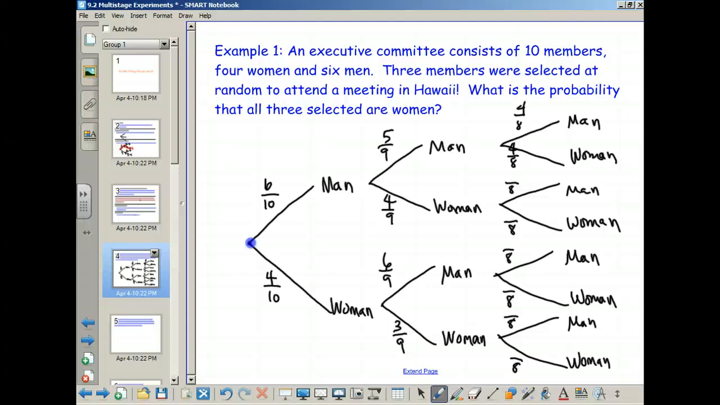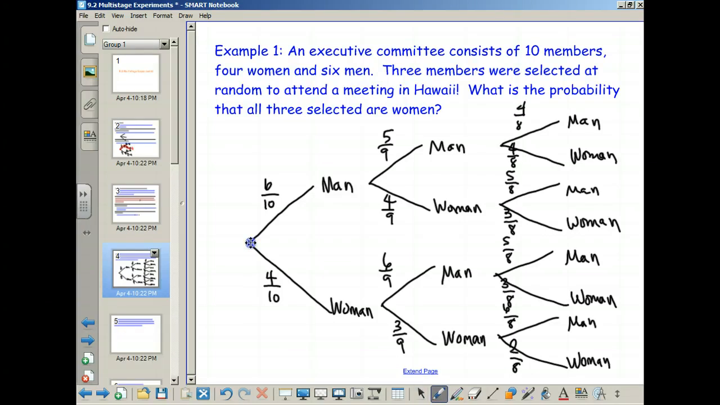All right, let's do our second path. I select a man and then I select a woman. How many men are left? 5. How many women are left? 3. Now this branch right here is actually the same because now I selected woman and man, right? 1 of each. So how many men are left? 5. And how many women are left? 3. All right, last branch, woman, woman. How many men are left? All 6 of them. How many women are left? Just 2.